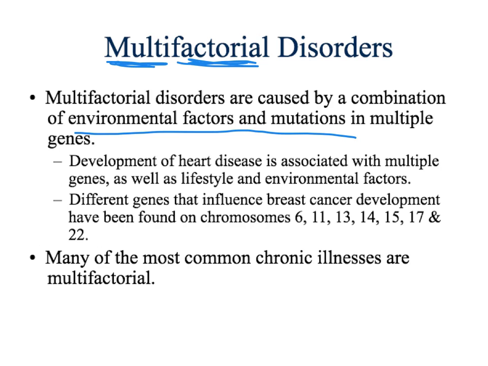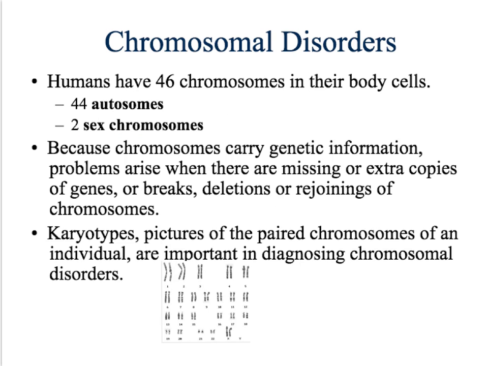So, multifactorial means that there are multiple factors. There's a genetic component and there is an environmental component in developing them. Then you have a chromosomal disorder. Chromosomal disorder means that there's something wrong with the whole chromosome, okay, which means multiple genes within that chromosome.